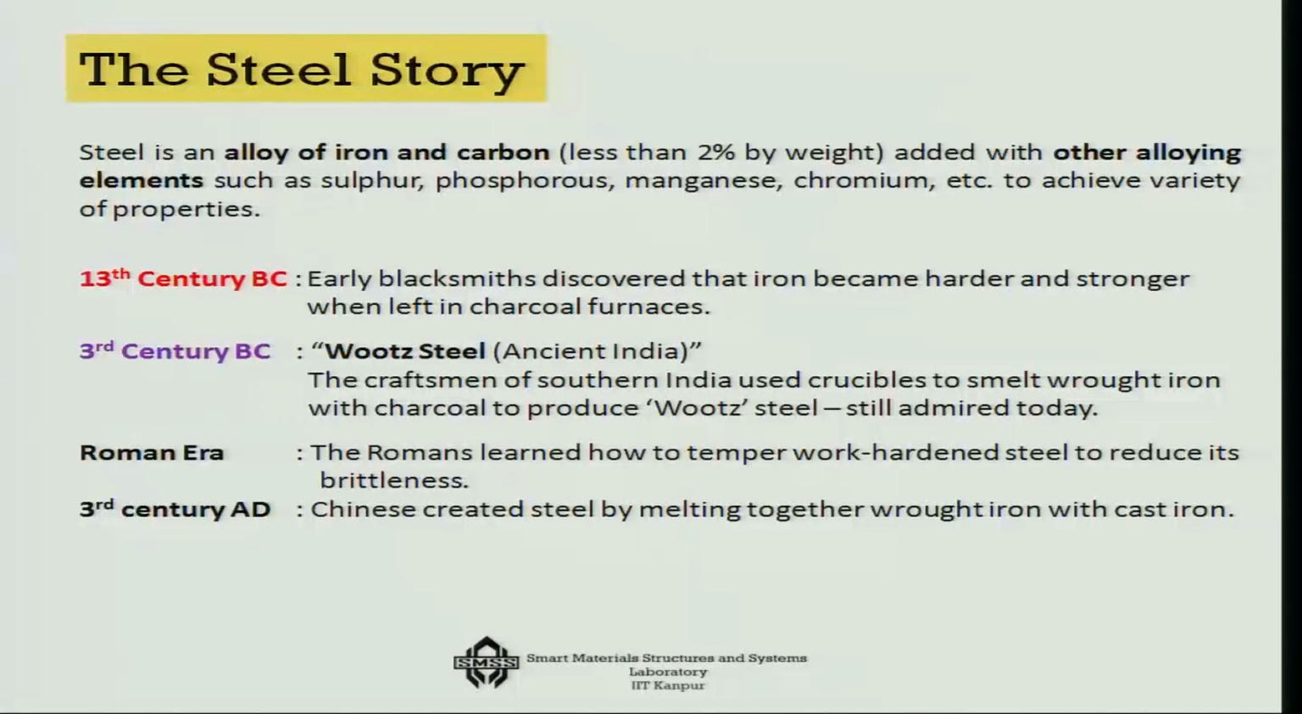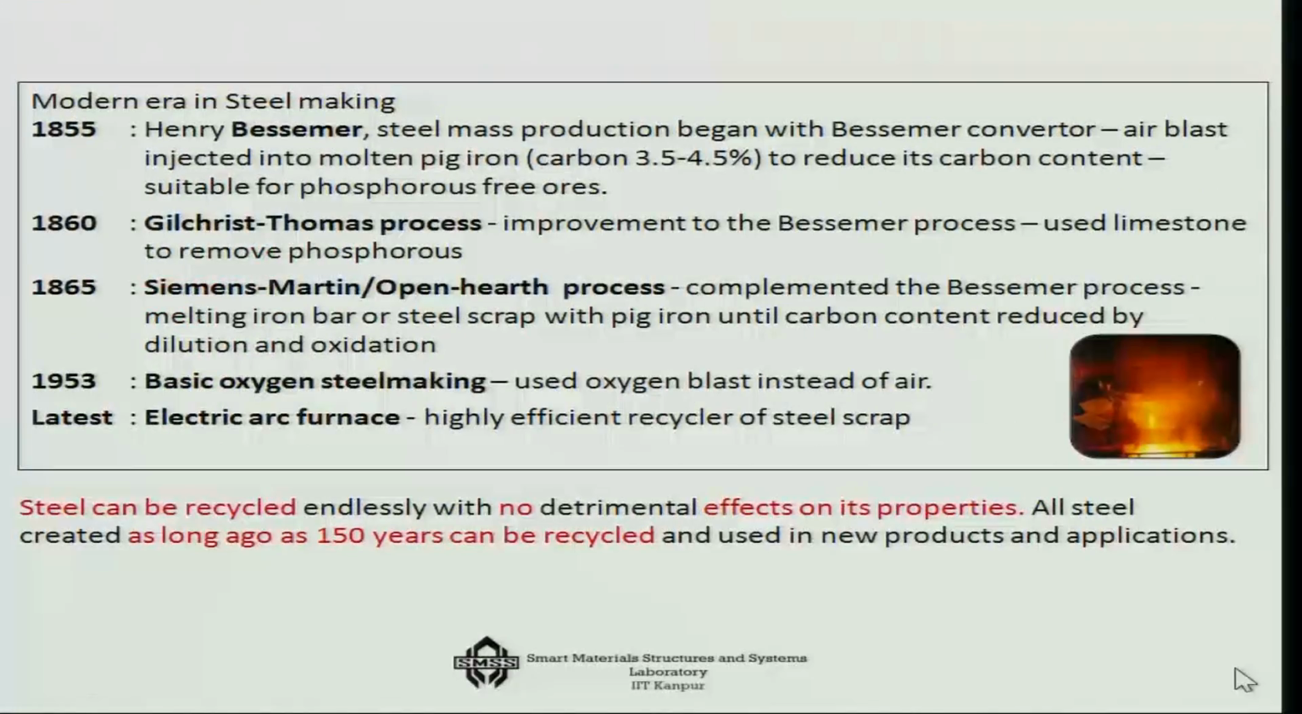Now, there are other evidences of making steel in Roman eras and in the 3rd century AD in Chinese steel making, but Wootz steel is really very famous in terms of the early advancement of steels. Of course, with respect to the industrial revolution, you get the modern era of steel making, the first one being the Bessemer, the famous Bessemer process.